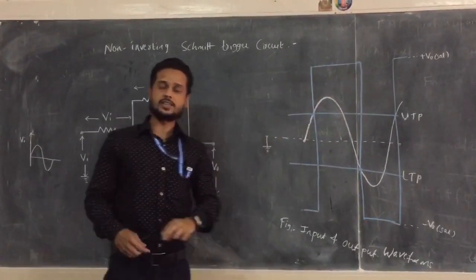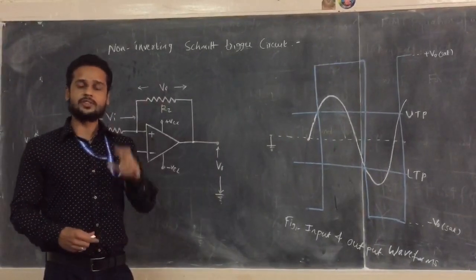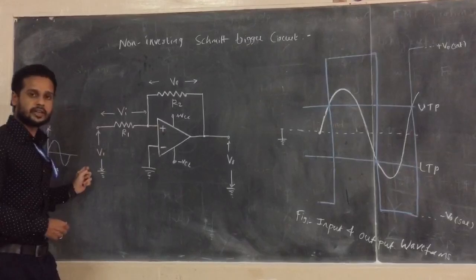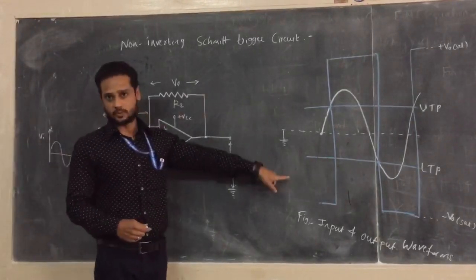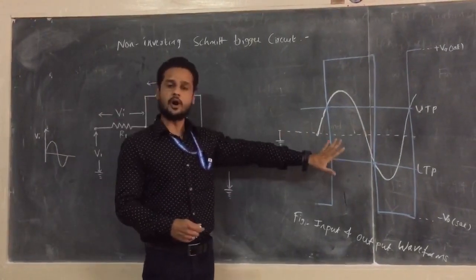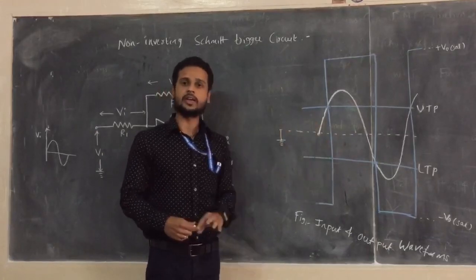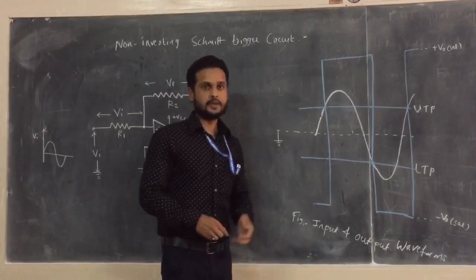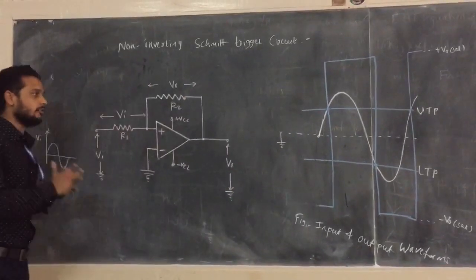As far as this particular video is concerned, we just concentrate on how it is possible to convert a given analog signal to a digital output, that is either a square wave or a rectangular one. Then finally we will conclude this explanation by discussing the hysteresis curve. Now let us begin with the working.